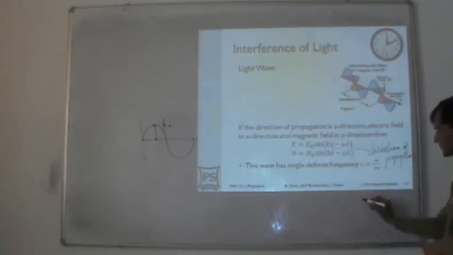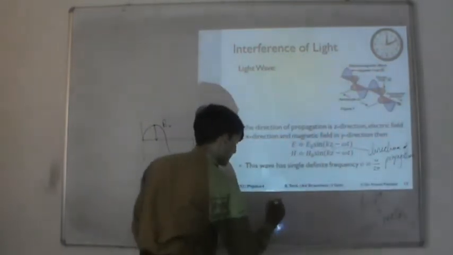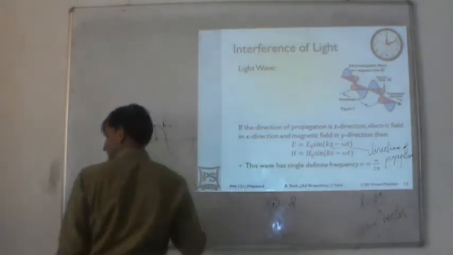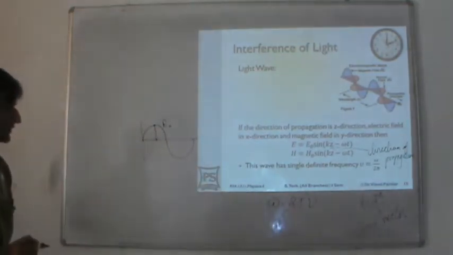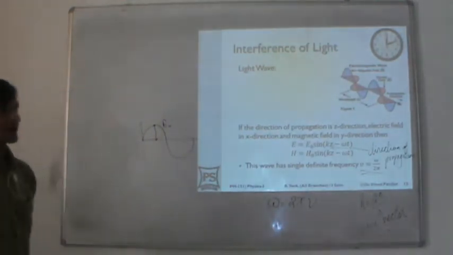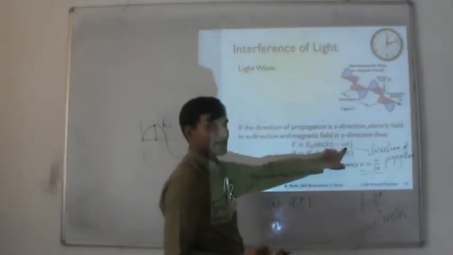Now what is this k? This k is 2 pi by lambda, which is known as the wave vector. This omega is the angular frequency, which is related to frequency anyway: omega is 2 pi times the frequency, so frequency can be defined as omega by 2 pi. So this is sine of kz minus omega t.